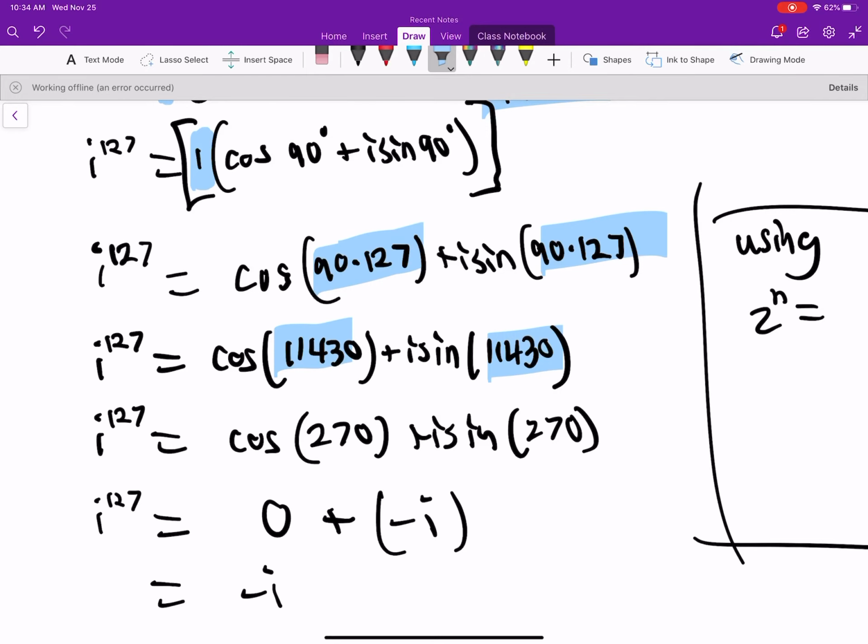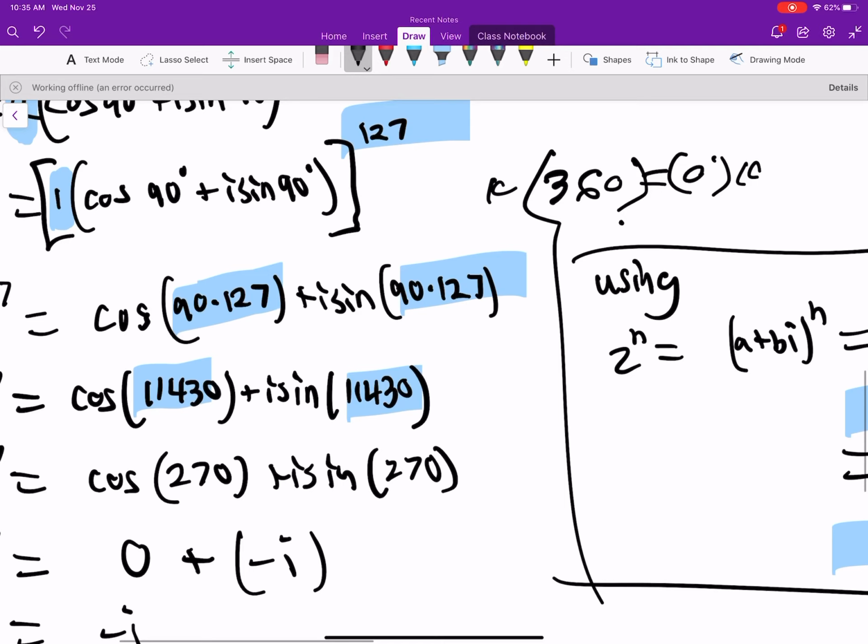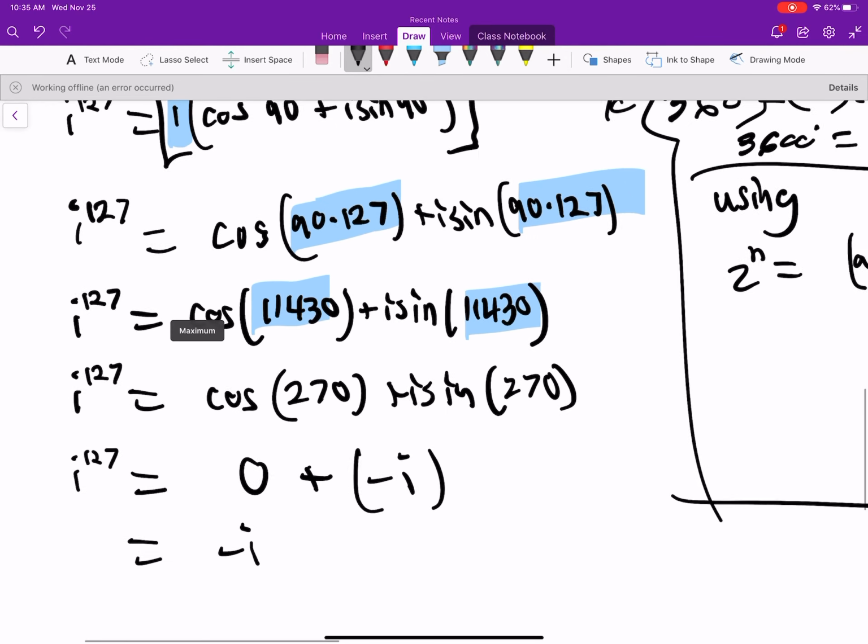So what I do is I know that 360 degrees is just equal to 0 degrees, right? But I can also multiply both sides by 10, and I know that 3,600 degrees is also 0 degrees. So what I did here is just continue subtracting 3,600 from 11,430 until I get to a reasonably small number. And then at that point, I start subtracting 360 until I get to a reasonable amount where I already know the sine and cosine of those values.